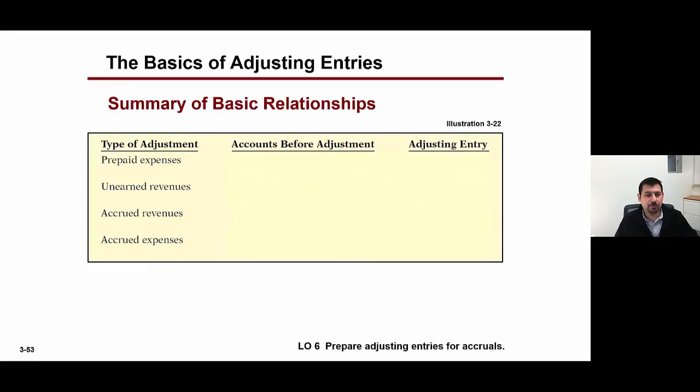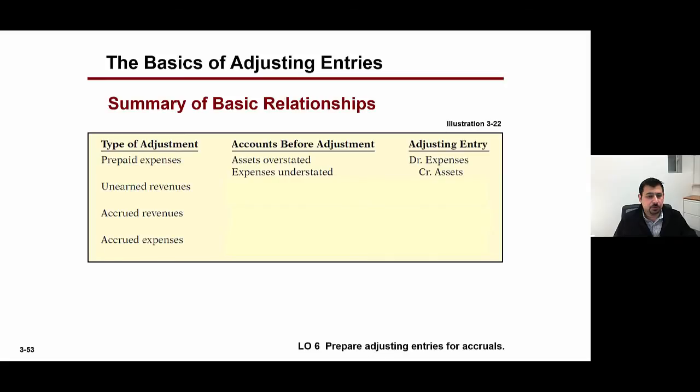This is a summary of the basic relationships and the state of the accounts before adjustments, and what the adjusting entry needs to be. This is just a summary of what we said. So for prepaid expenses, before the adjustment, assets were overstated and the expenses were understated. The adjusting entry for this one would be to debit expenses and credit assets in order to increase the expenses and decrease assets.